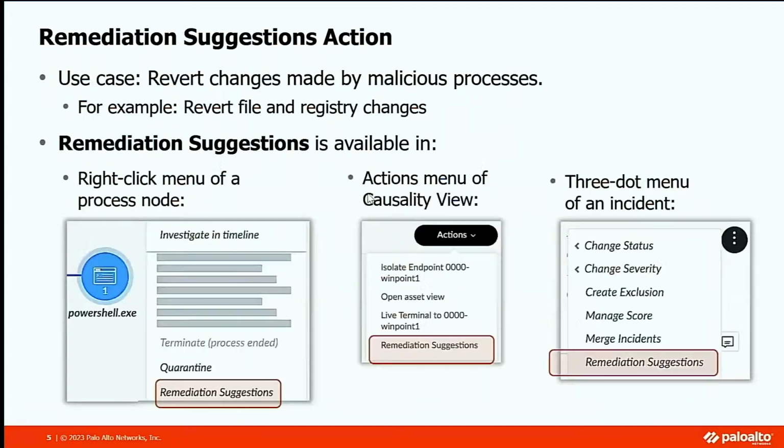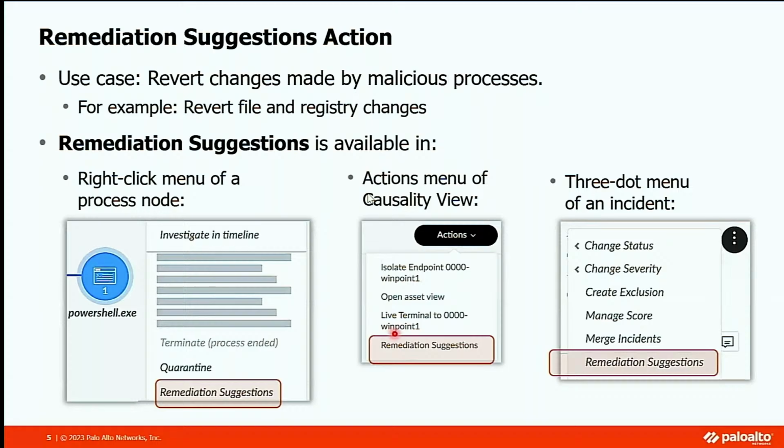So what are the different ways we provide remediation suggestions? First of all, then I'll demonstrate. Here we are in our causality graph. We're seeing the process node. We identified some actions performed by that process. By looking at the details down below, we can right-click on the process node and then ask Cortex XDR to provide a list of remediation suggestions. Or at the top right of the causality graph, we have the actions button, remediation suggestions. I'll tell you the difference between each one.